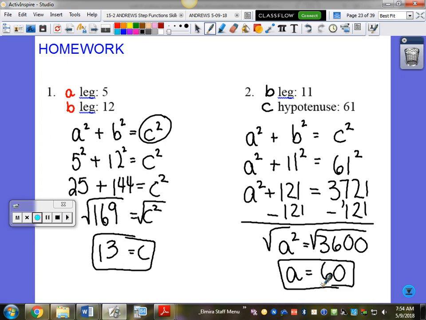Okay, so that's the whole front of your homework. The back of your homework is more word problems like we just did in the notes.